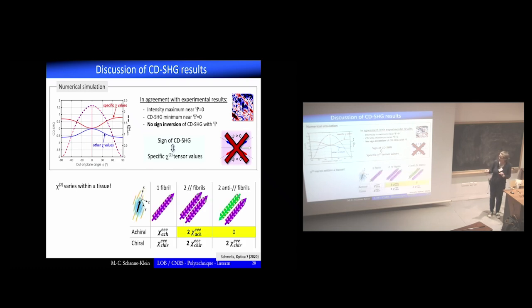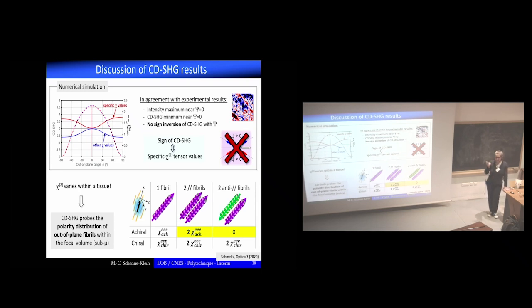Because when we look within focal volume, we have not only one fiber, we have many fibers. If they have the same polarity here, we just double the achiral and chiral parts. But if they have anti-parallel polarity, the non-chiral part vanishes, but not the chiral part, because a helix at the same helicity is the same, whatever the polarity. So it means that here and here, it's not the same susceptibility tensor. So here, we are sensitive to the polarity distribution of out-of-plane fibers within the focal volume.